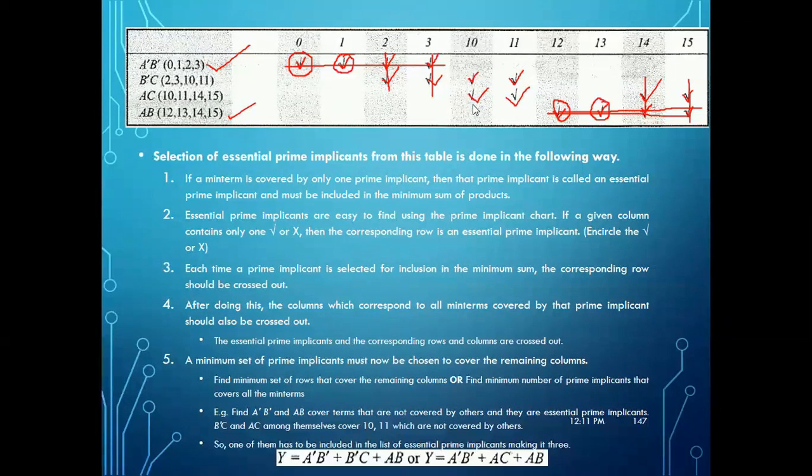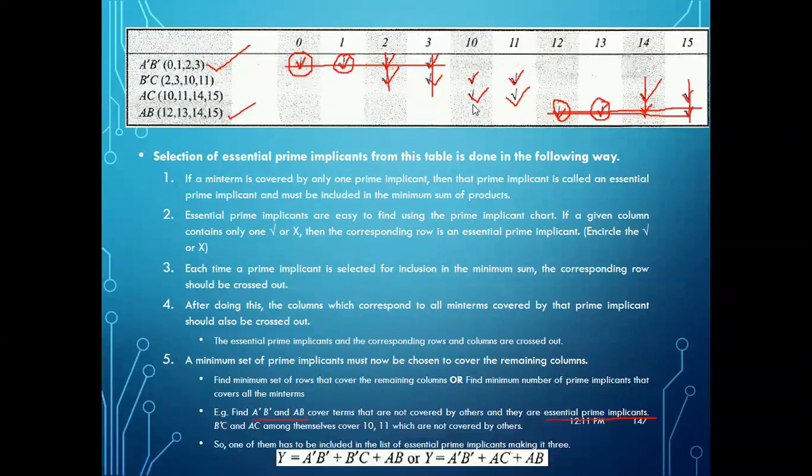So A bar B bar and AB are the essential prime implicants. From the first step, those are the answers. They are considered the essential prime implicants.